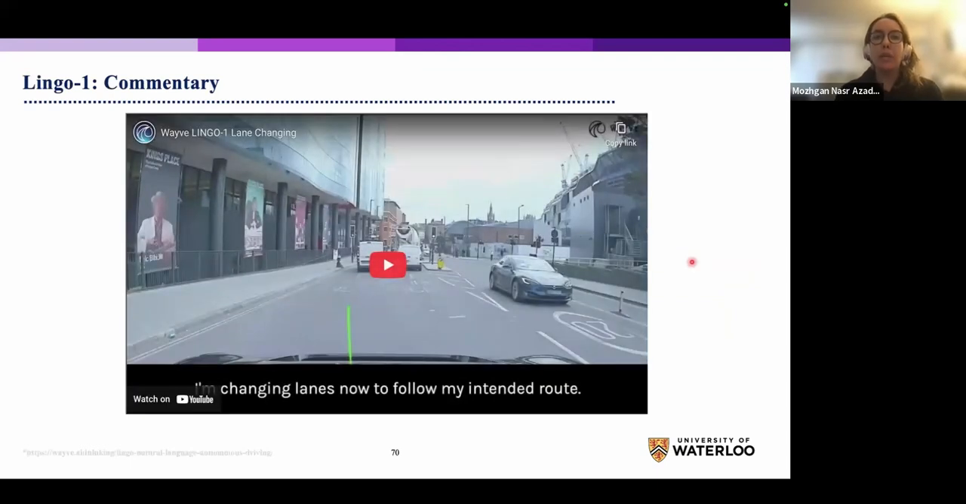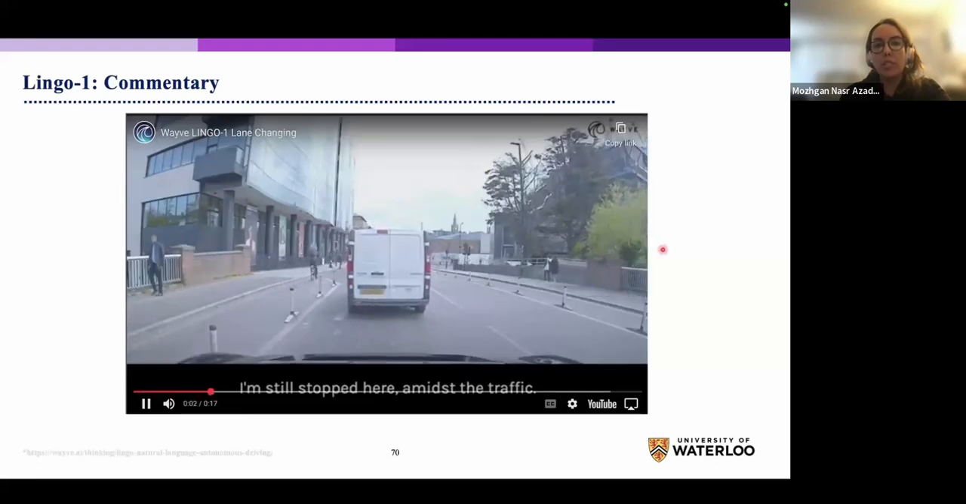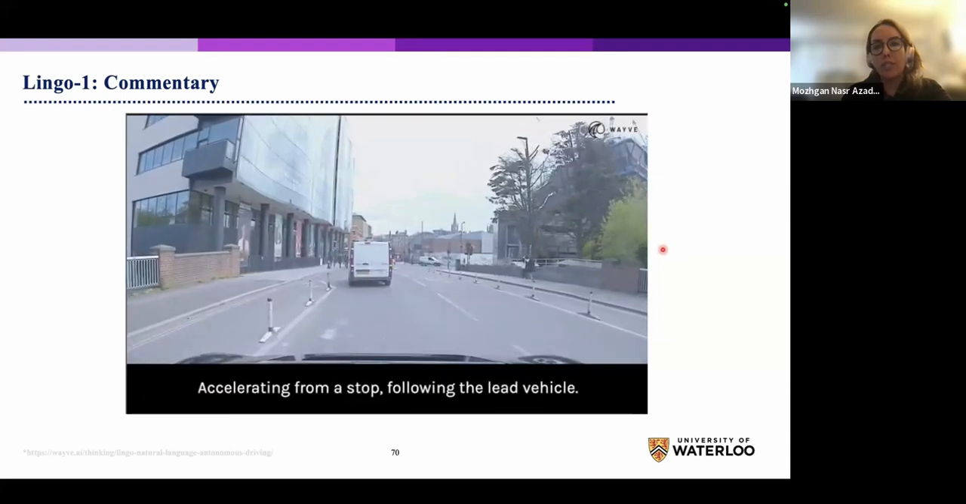Now let's see some actual examples from their car, and how this model can be useful in actual driving. These examples are from their YouTube channel, where they put some examples to explain their research. One application here is that as the vehicle is driving, it can provide comments on what is being done and why. Here let's see an example. You see that I'm stopped, now I'm accelerating.